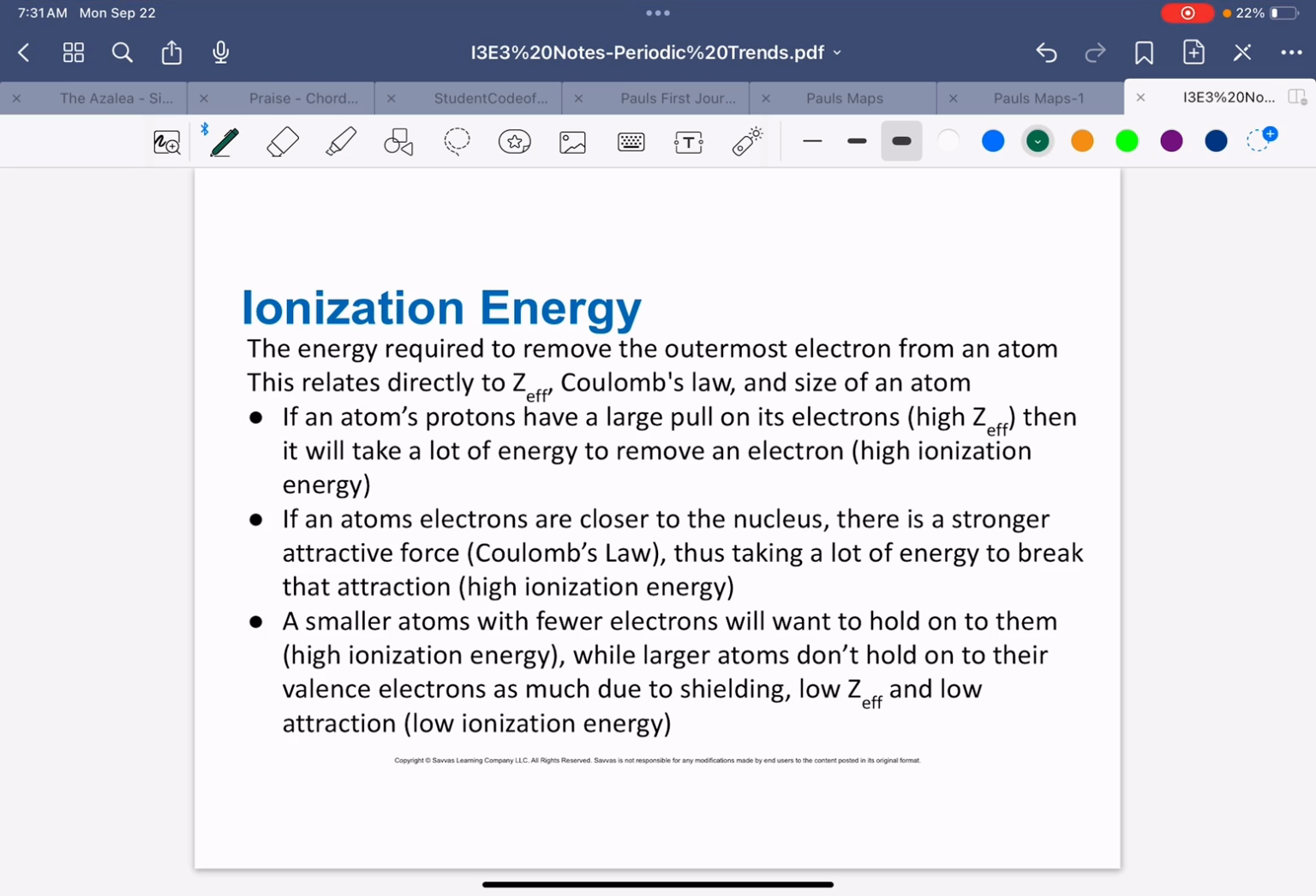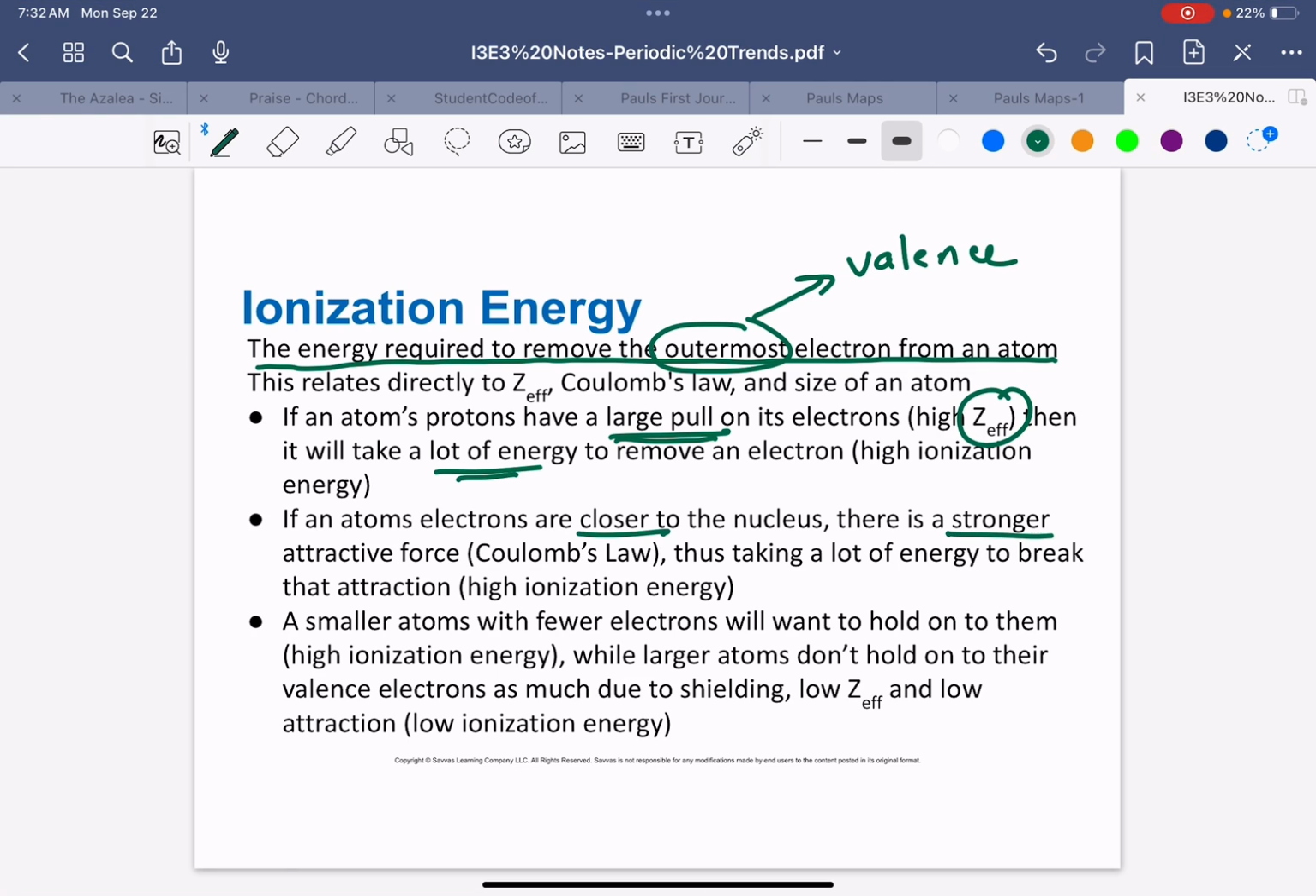Our next trend is going to be ionization energy. Ionization energy, by definition, is the energy required to remove the outermost electron from an atom. Specifically outermost, so we're looking at valence. If it has a greater Zeff, a higher pull on the electrons, it's going to take more energy to remove an electron. If atoms have electrons that are closer to the nucleus, then there is a stronger pull. Thus, it takes more energy to break the attraction.